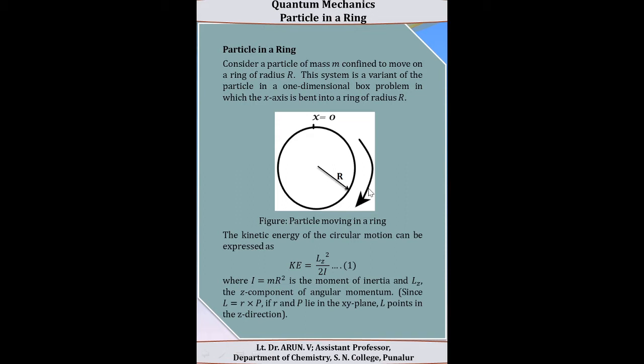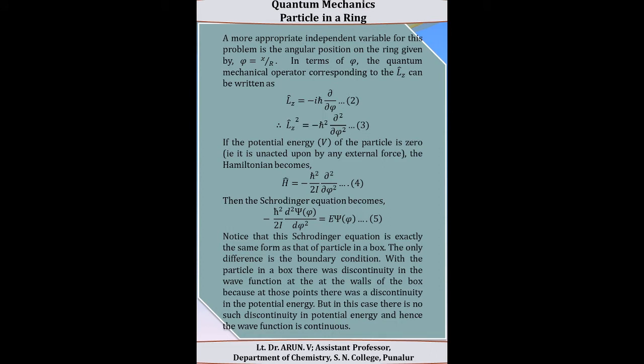In this case, the kinetic energy of the circular motion can be expressed as kinetic energy equal to Lz square divided by 2I, where Lz is the z component of angular momentum and I is the moment of inertia, that is, I is equal to mr square. Here we are using a more appropriate independent variable for this system, that is, the angular position of the particle on the ring can be represented by phi, which is equal to x by r.